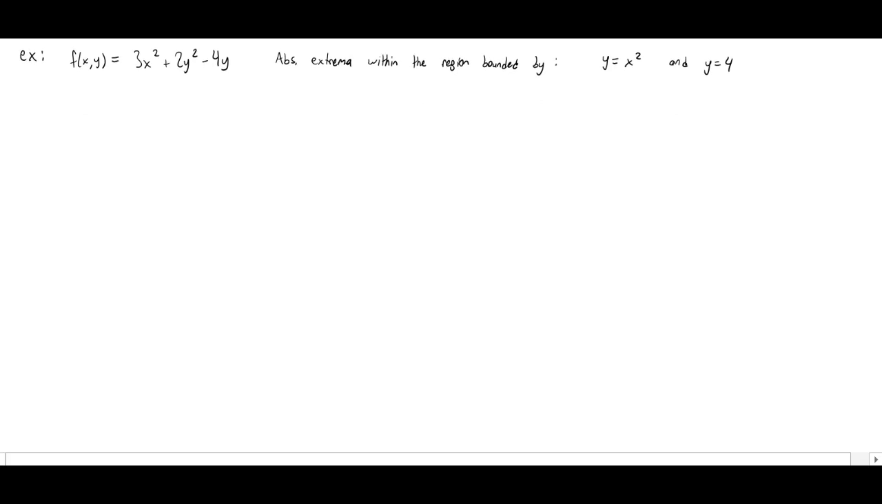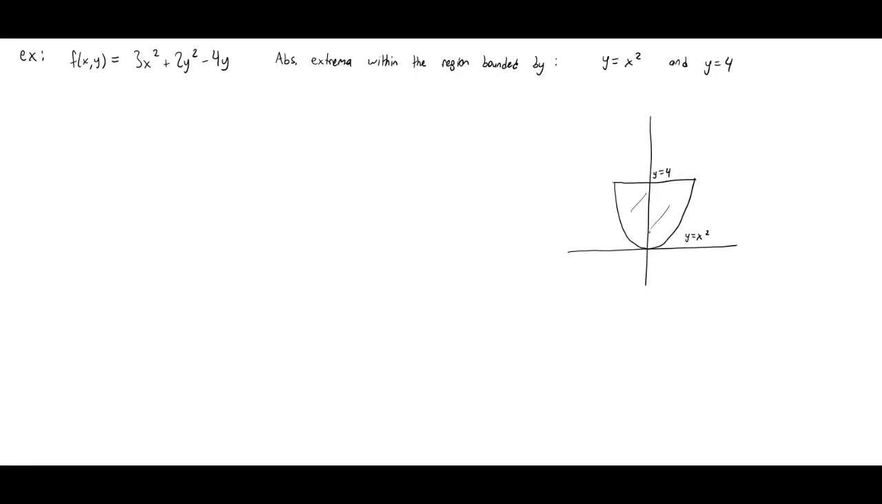So again, I'm just going to draw a little picture of our region. We know y equals x squared is a parabola, something like that. y equals 4 is a horizontal line. So we're looking at the region bounded by those two, so it's going to be that region that I just shaded in.